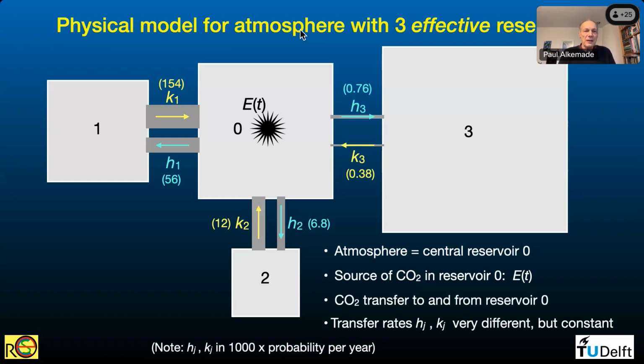The numbers are in fact 1,000 times the probability that a gas particle, a molecule, transfers from one reservoir to its neighboring reservoir per year. It could be very high to the left, to number 1, the probability, or 10% maybe, or very low to the reservoir at right. That's the model, a physical model.